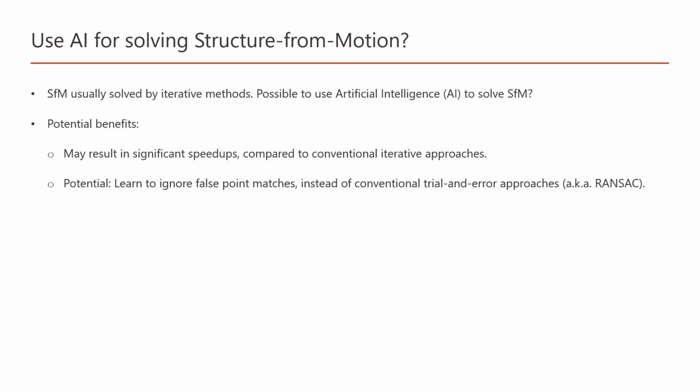So the benefits that I can see are, for one, it may result in quite significant speed-ups, because the conventional iterative approaches can be quite time-consuming. And the other thing is that there is a potential to learn which false point matches to ignore. Again, the conventional approaches to handling the false point matches are quite rudimentary. They are essentially based on trial and error, and there are many variations of this, but they're known as RANSAC.